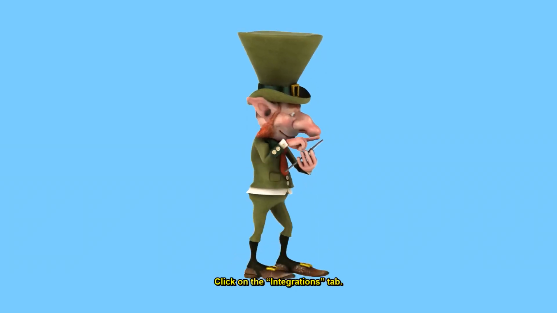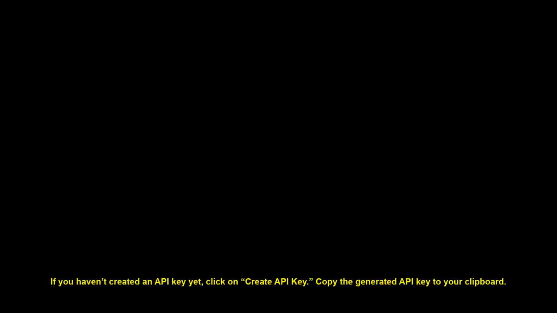Locate the Integrations section, which is typically found in the Settings menu. Click on the Integrations tab. Select API Key under the Integrations options. If you haven't created an API key yet, click on Create API Key. Copy the generated API key to your clipboard.